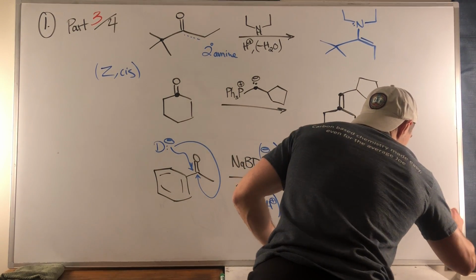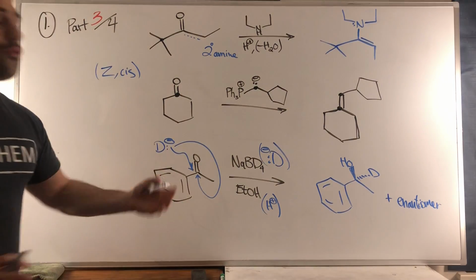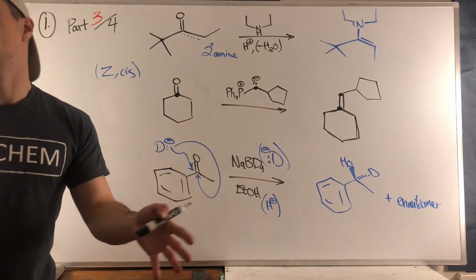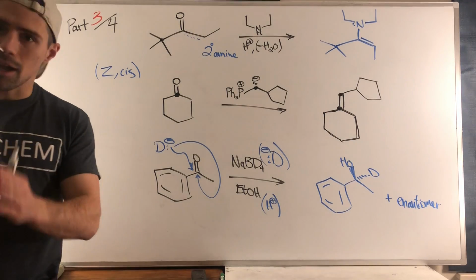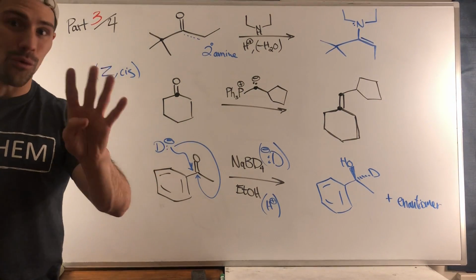This is a racemic mixture. You know, the mixture itself won't rotate the plane of polarized light, all that good stuff. Okay, so that was part 3. Let's finish off this monstrous first problem with part 4.